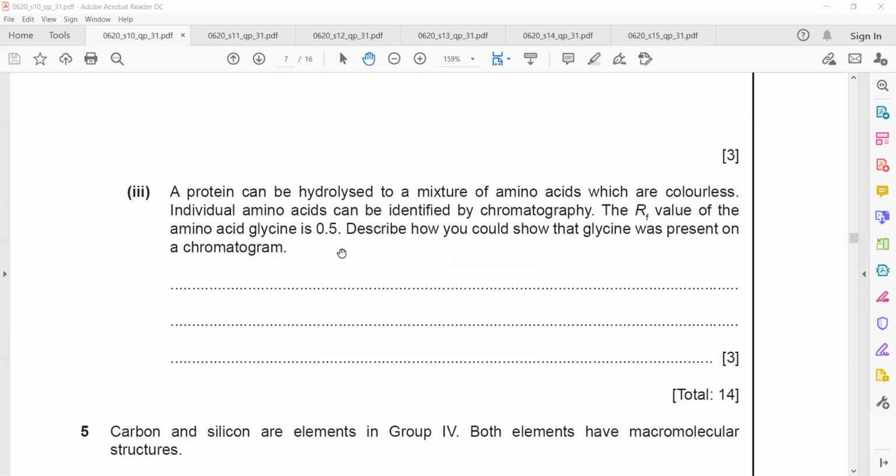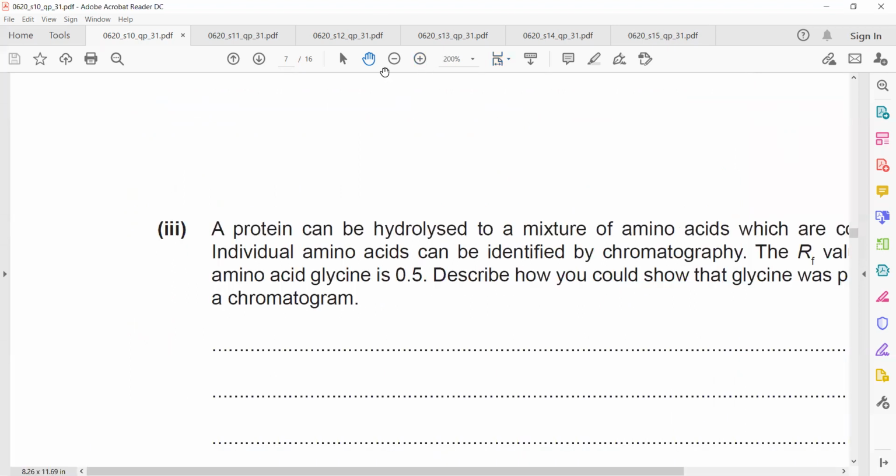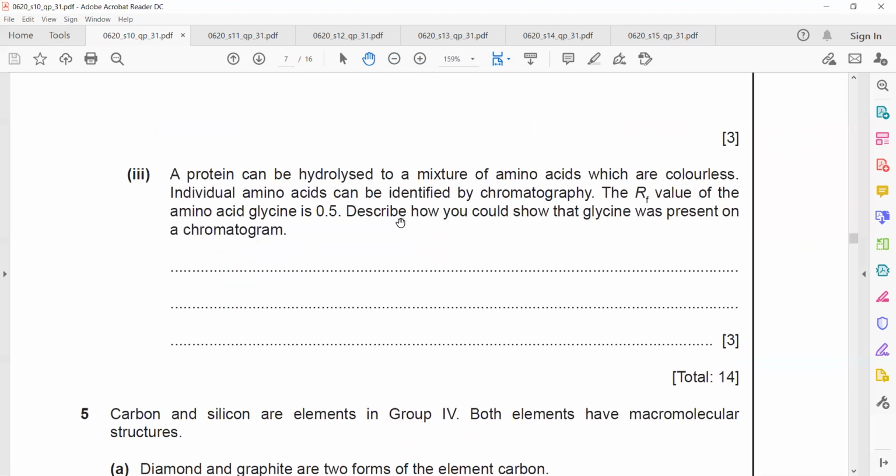The next part is related to the separation technique. We already completed that topic, so we'll discuss it. Protein can be hydrolyzed to a mixture of amino acids which are colorless. Individual amino acids can be identified by chromatography. The Rf value of the amino acid glycine is 0.5. Describe how you would show that glycine was present in the chromatogram.